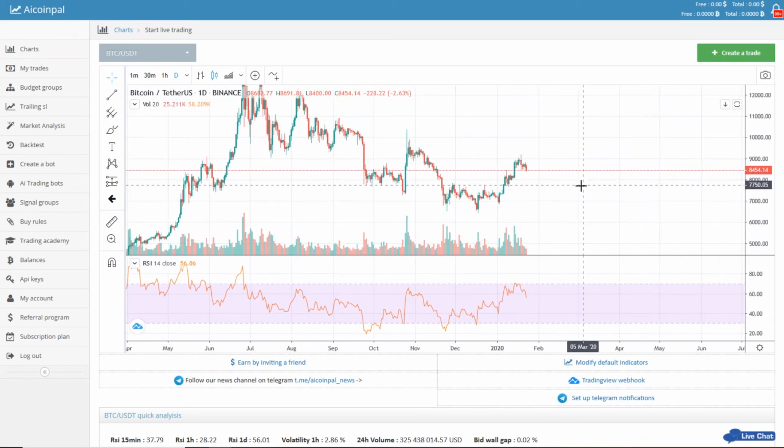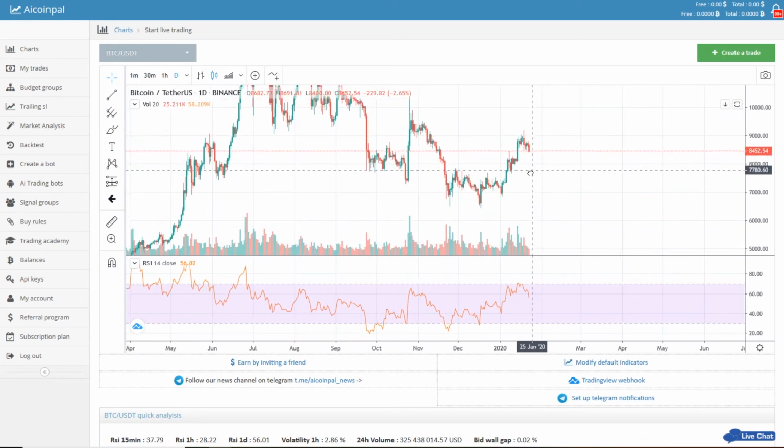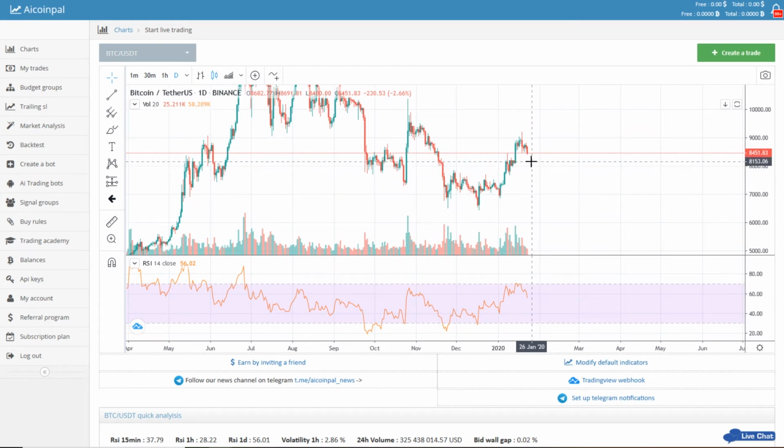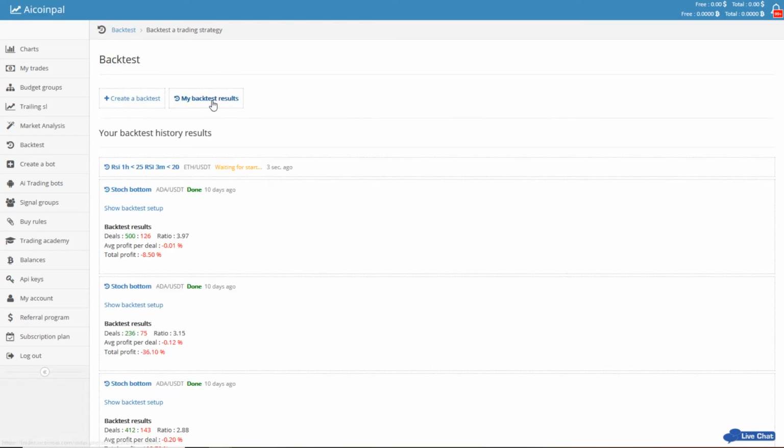So basically, what I want to tell you is that it would be much more beneficial to place your order somewhere around here, where the daily RSI is nearly below 40, not around here where the daily RSI is above 50.